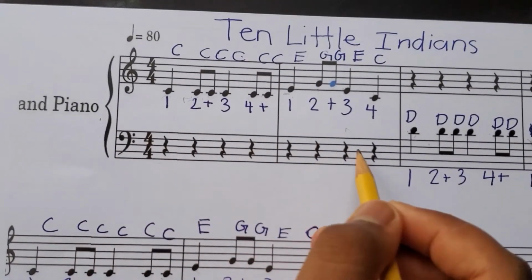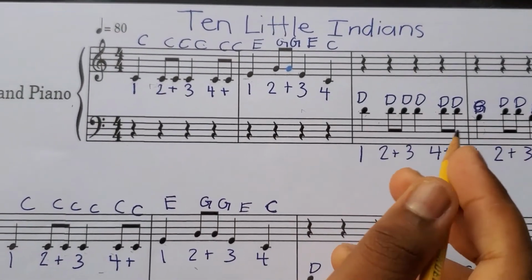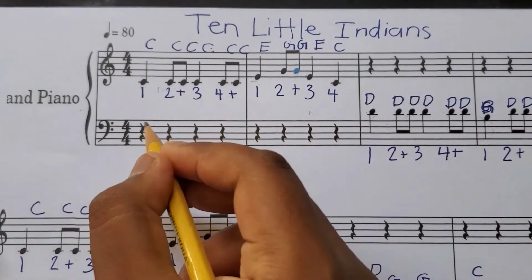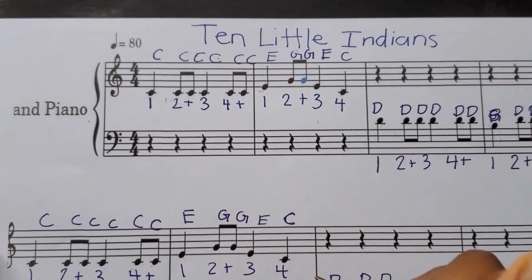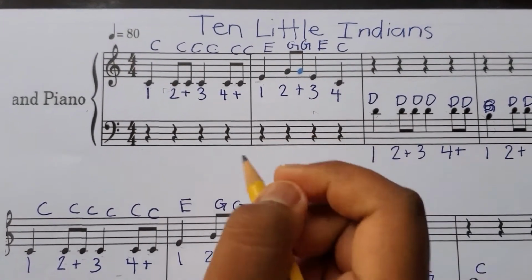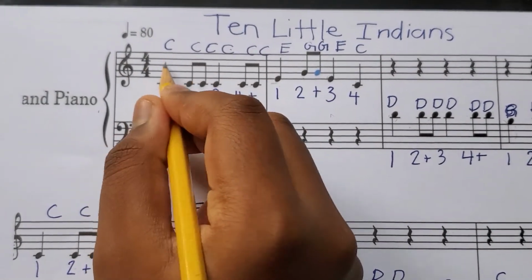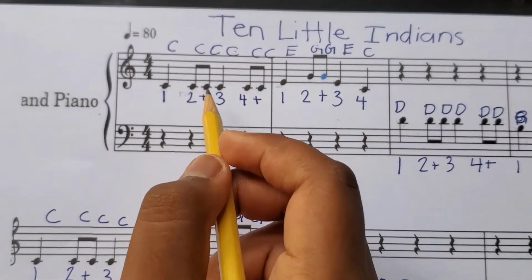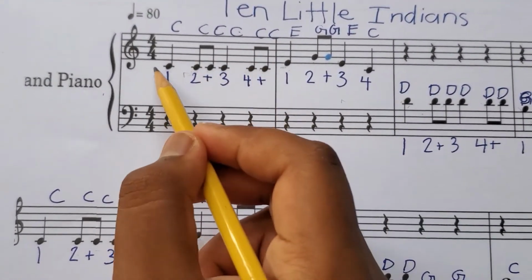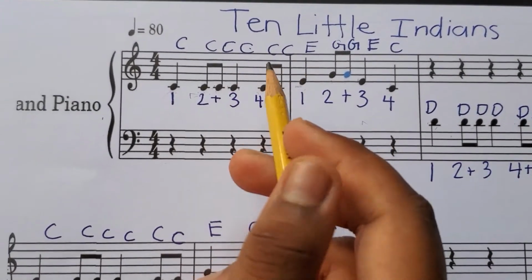Left hand is resting. This is a song where you alternate between left hand and right hand. For the first two measures, the left hand is resting. For the first measure, we have C, C, C, C, C, C. We have one chord note, two eighth notes, one chord note, two eighth notes. And two eighth notes is one beat.